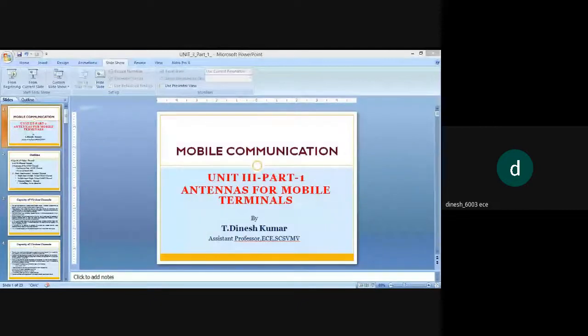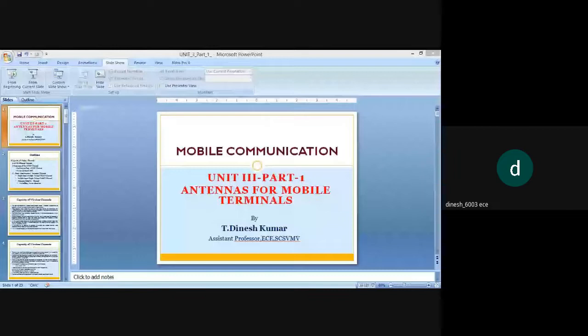Antennas for mobile terminals, part 1. Let us see in part 1 what we are going to see. In part 1, we are going to see the capacity of wireless channels. First we'll be seeing AWGN channel capacity, which is additive white Gaussian noise channel capacity, resources for the AWGN channel, then CT AWGN channel, power and bandwidth manipulation for resources.